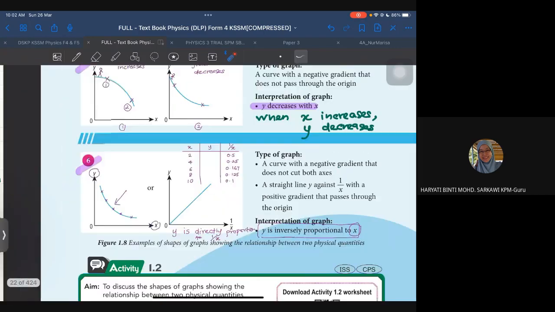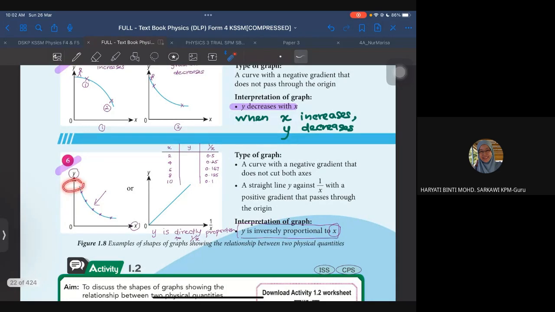Okay, but if you see a curve graph that does not touch the vertical or horizontal axis, make sure this one is inversely proportional. Remember that. So this is y inversely proportional to x.